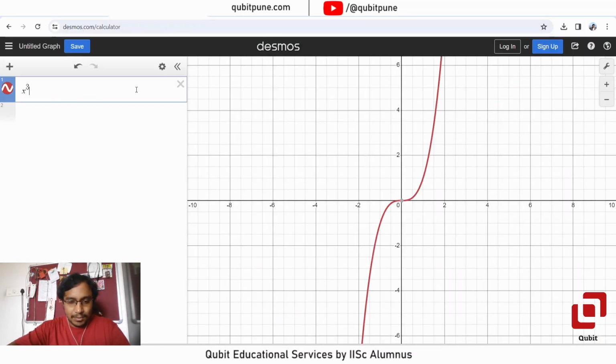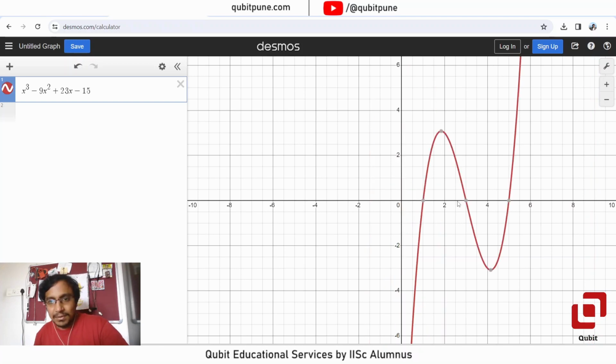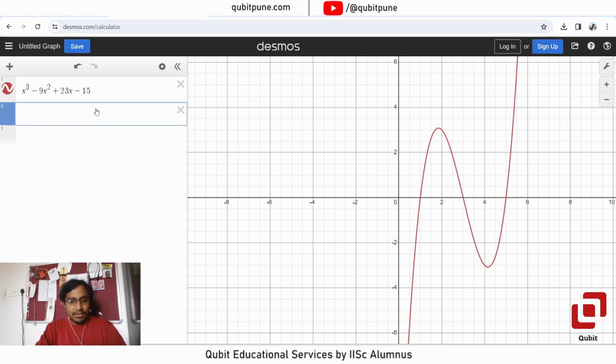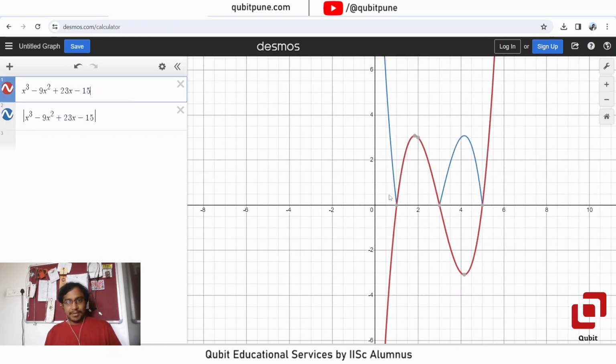What was it? x cubed minus 9x squared plus 23x minus 15. And now let us go for mod of this function. As you can see, the blue has a different shape than the red one only where the red is below the x-axis.